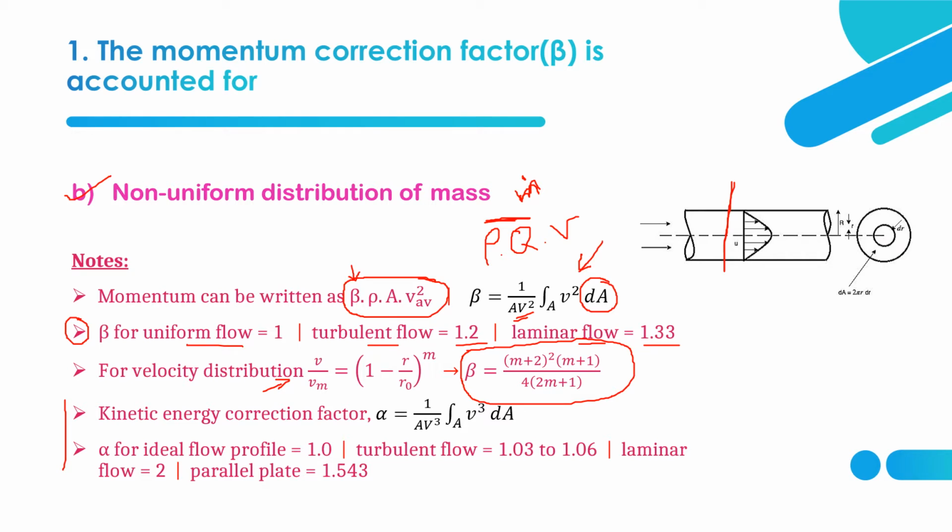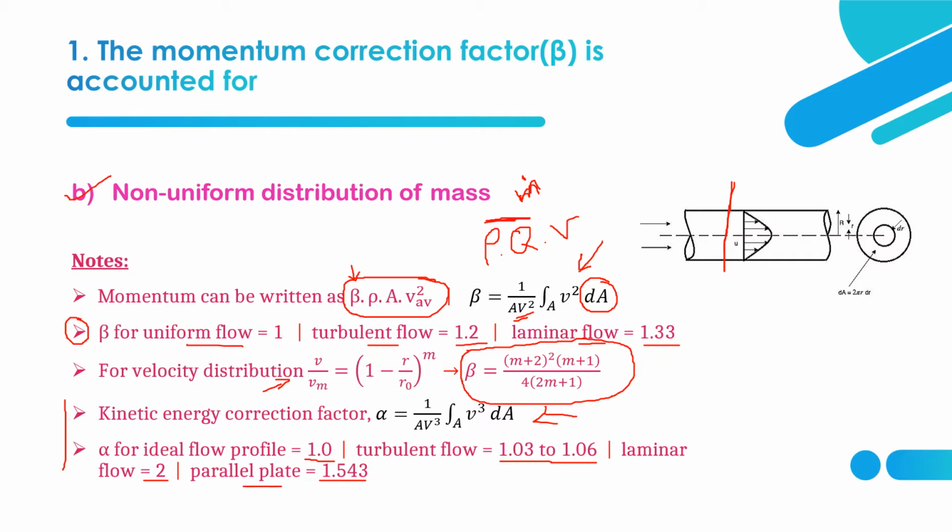Now let's see the kinetic energy correction factor. It is given by the formula 1 by A V cube times the integration of v cube dA. Capital V is the mean velocity, and small v is the velocity of the elemental area dA. Alpha for an ideal flow profile is 1. For turbulent flow in pipes it is around 1.03 to 1.06, for laminar flow it is 2, and for flow between parallel plates it is 1.543. These are some typical values for alpha.